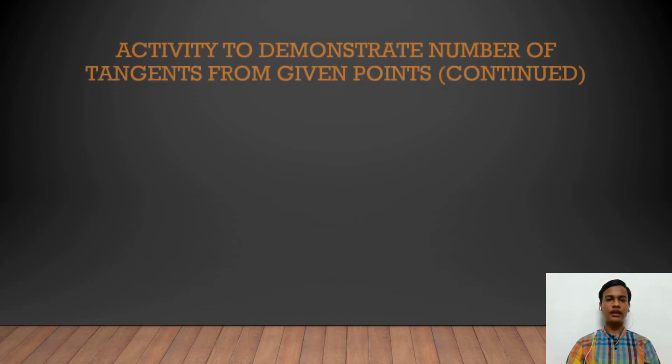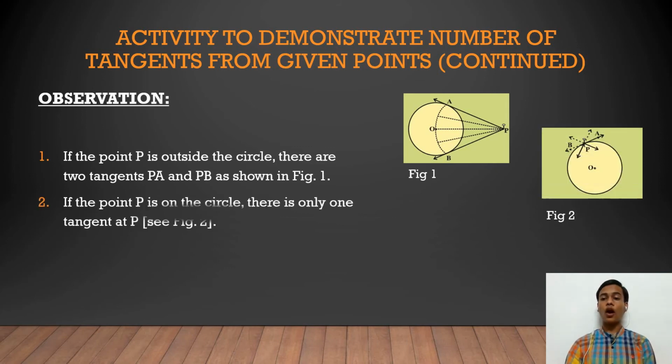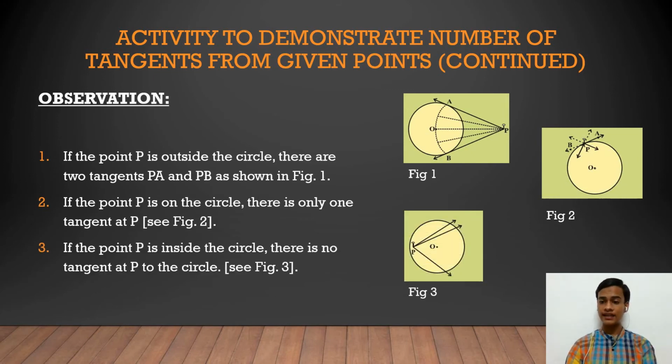Now, it's time to record our observations. In this activity, we observed the following things. If the point P was taken outside the circle, we were able to draw 2 tangents from it to the circle. If the point P was taken on the circle, we were able to draw only 1 tangent from it. And if the point P was taken inside the circle, we weren't able to draw any tangent from it to the circle.